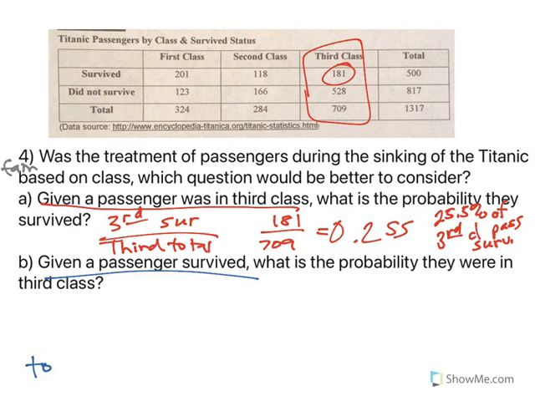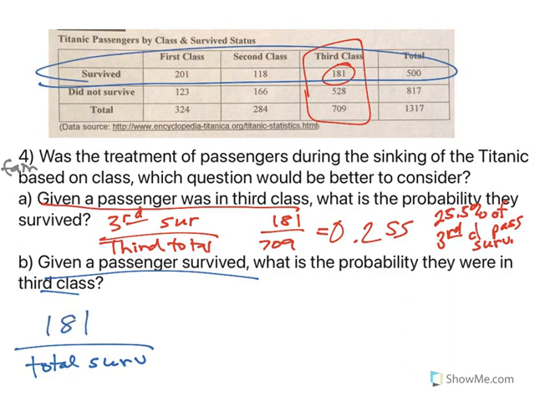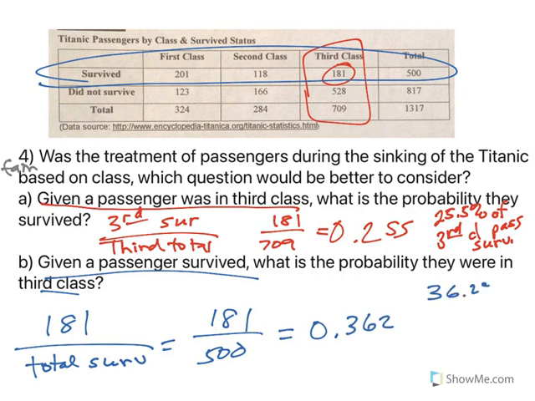Part B, given a passenger survived. So now we're looking at the total survivors on the bottom. What was the probability they were in third class? So we're using the same 181, right? Third class survivors, but now we're looking at compared to all survivors. So 181 over 500, which gives us 0.362. So 36.2% of survivors were in third class. Now, when we look at this, which one do we want to really compare of which is fair? I think part A, okay?